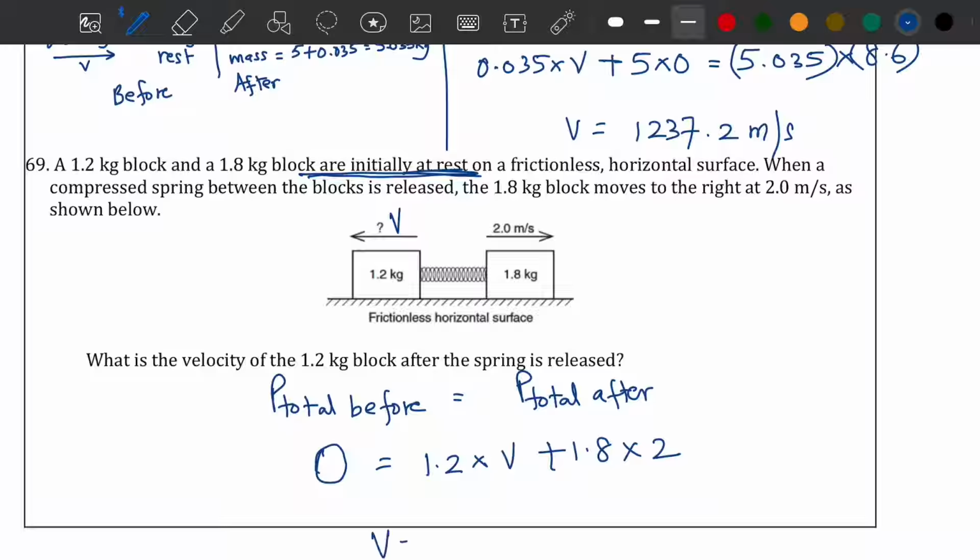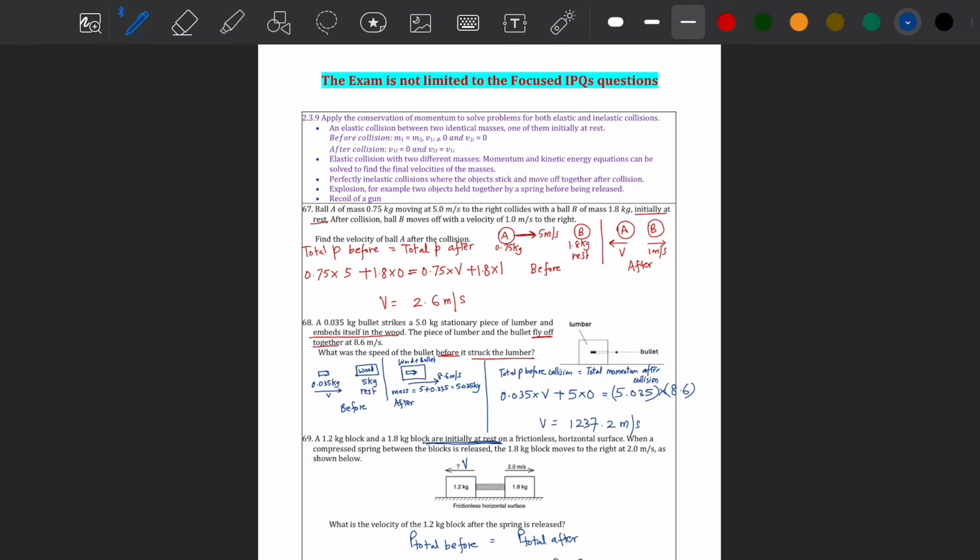If you solve this, we'll get the answer as negative 3 meters per second, which shows that the block having a mass of 1.2 kg is moving with 3 meters per second in the left direction. So negative means it's going to the left. Okay, so that ends the discussion of IPQ for end of term exam.